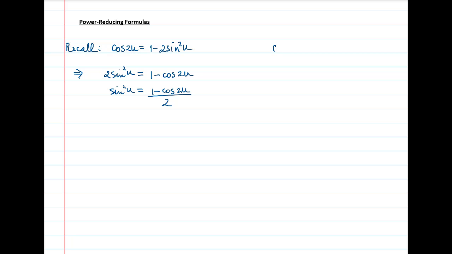It's called power reducing because we're going from sine squared, exponent 2, to an expression that has exponent 1. So we're reducing the power, hence the name power reducing. Similarly, we're going to take the other variation of cosine of the double angle, which is equal to 2 cosine squared of u minus 1. Take that and solve for cosine squared of u, just like we did on the other one. Similar procedure, and we get cosine squared of u is equal to 1 plus cosine of the double angle over 2. There it is. Those are the power reducing formulas.